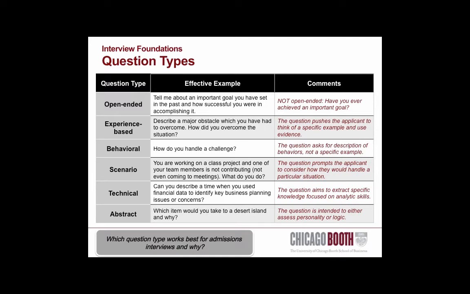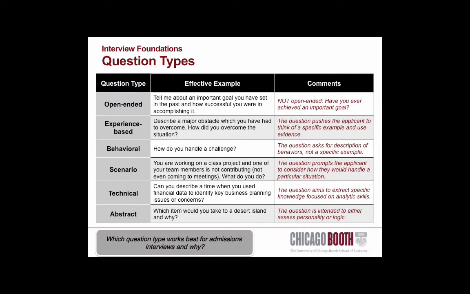So there's a couple different question types. The first is open-ended, then we have experience-based. There's also a behavioral question. Another question type is scenario, a technical question, and an abstract question. So in some ways, these may not seem all that different, but I think when we compare the potential example of each of those question types, it should begin to distinguish each in your understanding.